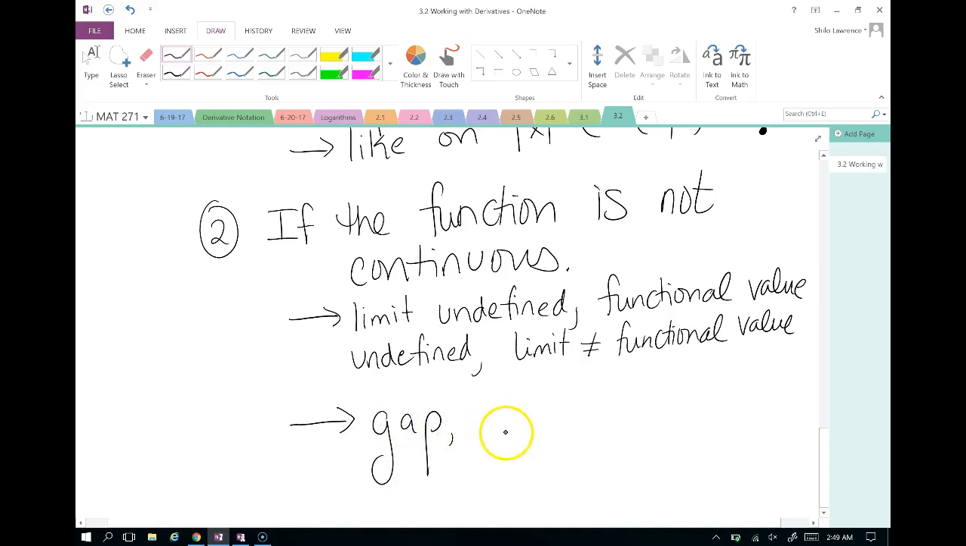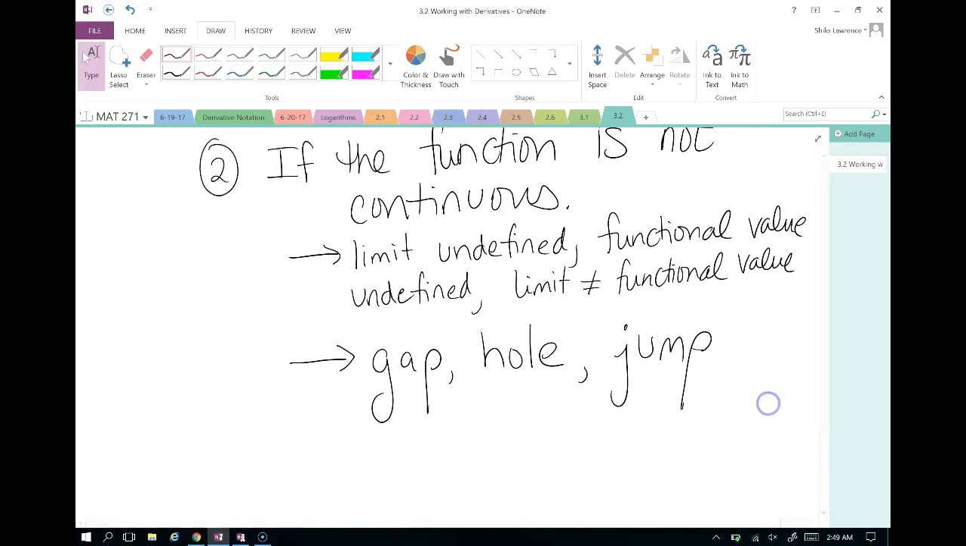If the functional value is undefined, that means there's a hole. There's just a point missing. And then if the limit and the function are not equal, the limit exists and the function value exists, but they're not the same, that means that there's a jump. That means we're drawing our graph nice and smooth, but then for one instant, we jump away to mark a point and then we jump back onto the graph. So gaps, holes, and jumps. Those were our 3 things that we had to avoid in order to be continuous. If our function's not continuous somewhere, we can't do the derivative there.